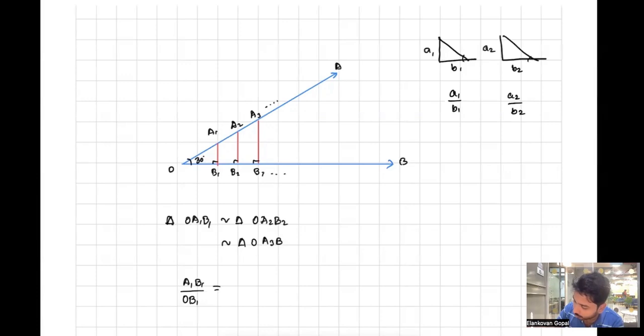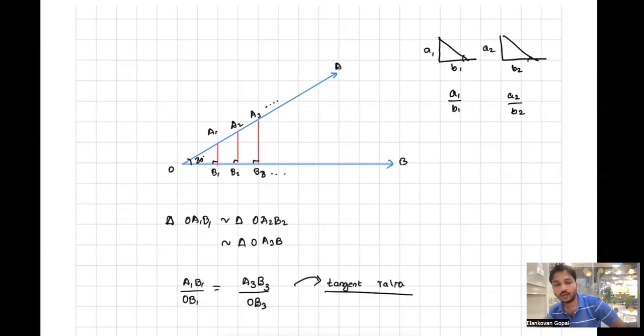So it's actually true for A3B3 divided by OB3. So no matter how small a triangle it is or how big a triangle it is, if you take the ratio of the height to the base in a right angle triangle, it is constant. This is the basic idea. And this constant is what we refer to as the tangent ratio.